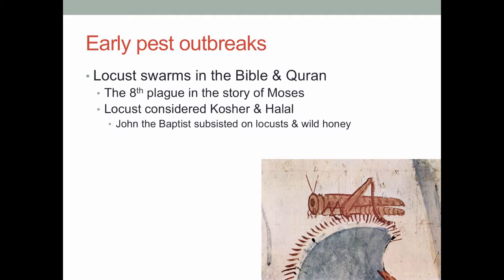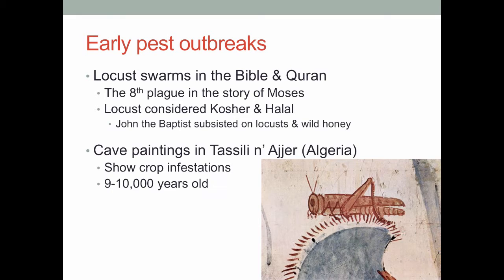Locusts were also reported as food, because oftentimes when they swarmed through, all you had left to eat were locusts. And so locusts were considered halal and kosher in those cultures, so you could eat them. There are stories even in the Bible, such as John the Baptist, who supposedly lived in the wilderness, baptizing people, completely subsisting off of locusts and wild honey. So there's this precedent that locusts were around and were a reality for people.